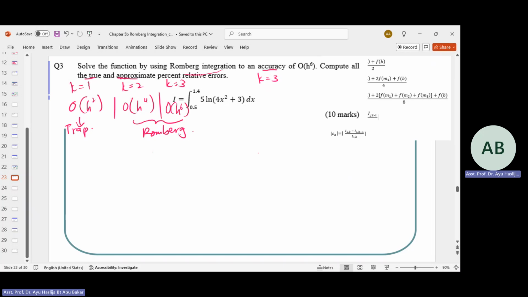Find the h for each segment. Okay, so we need to find the data. So what are the data that you require? O(h^6). So you need to find until I13, level 3, right?